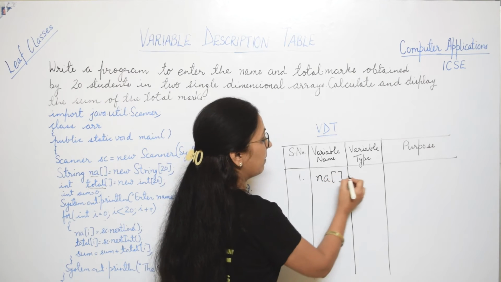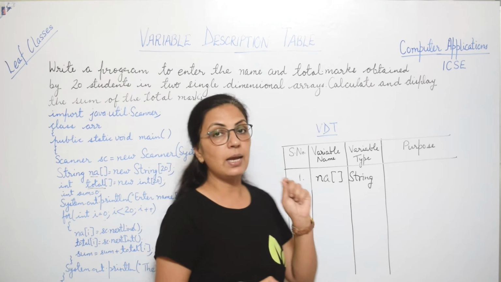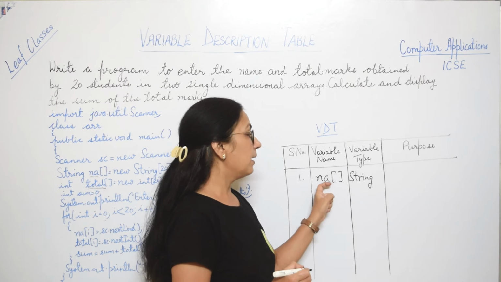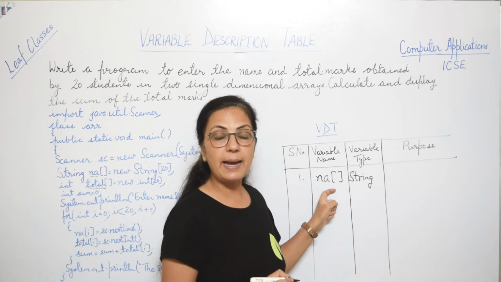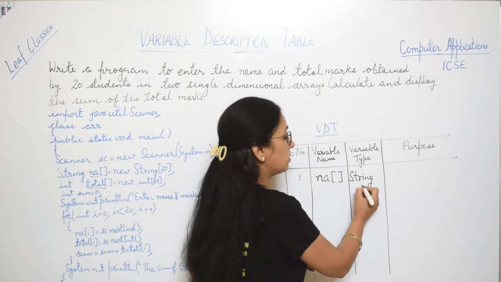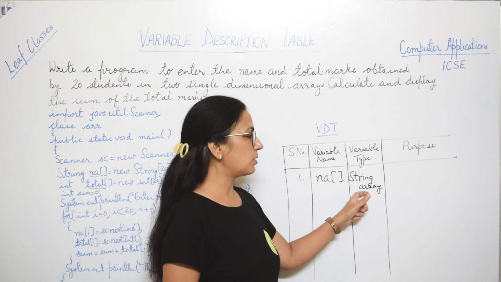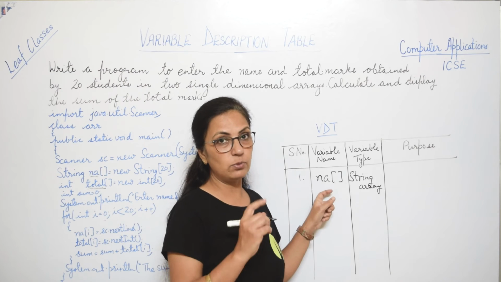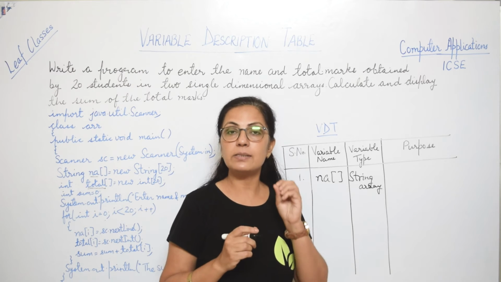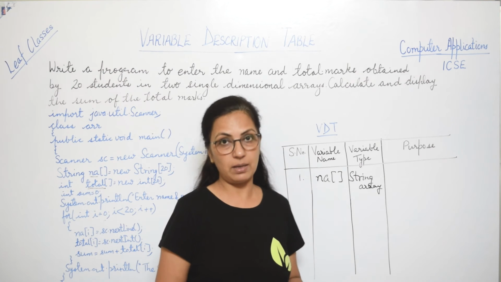Now variable type, it is string type. Now it is a string array, right? But that array we have written with the variable name. This square brackets denotes that it is an array. But here also if you write string array, there is no problem. You can just mention string or string array, but in the variable name you have to put those square brackets to denote that this is not a normal string variable, it is the string array variable, right?